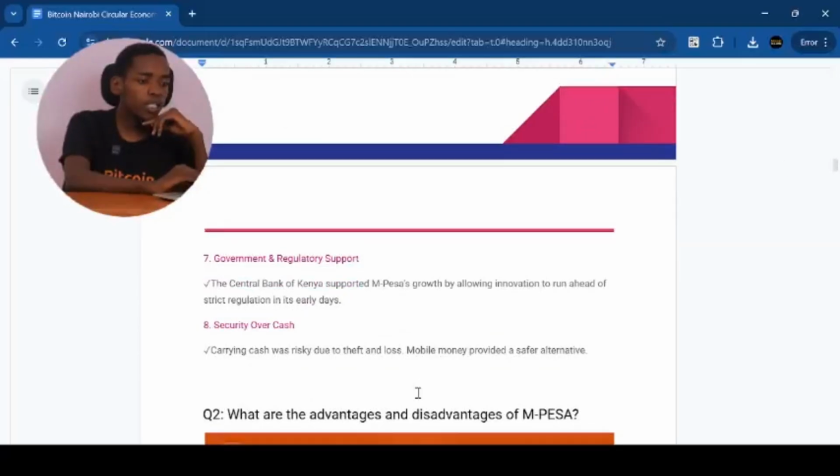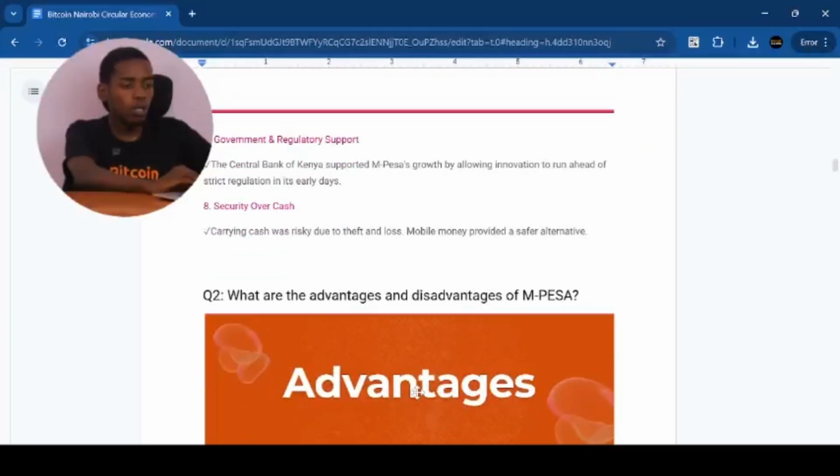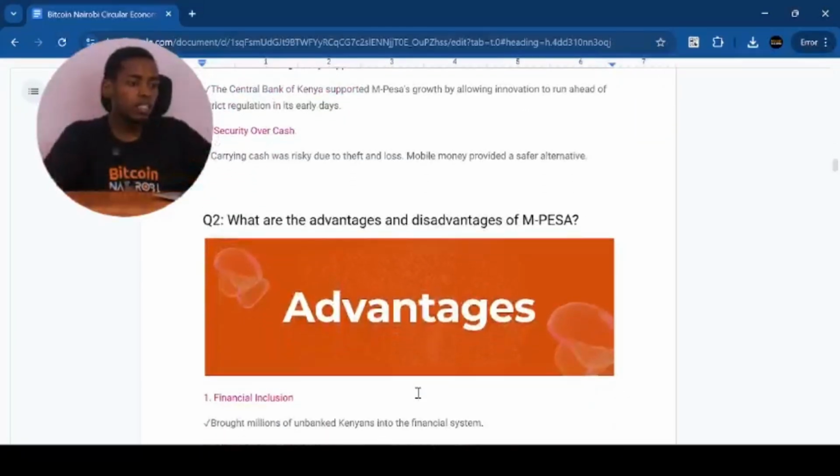So number two, government regulations and support. The Central Bank of Kenya supported M-PESA's growth by allowing innovation to run ahead of strict regulation in its early days. M-PESA didn't have very strict regulations, and so government support actually helped M-PESA scale. And also number eight, security over cash. Carrying cash was very risky due to theft and loss. Mobile money provided a safer alternative.